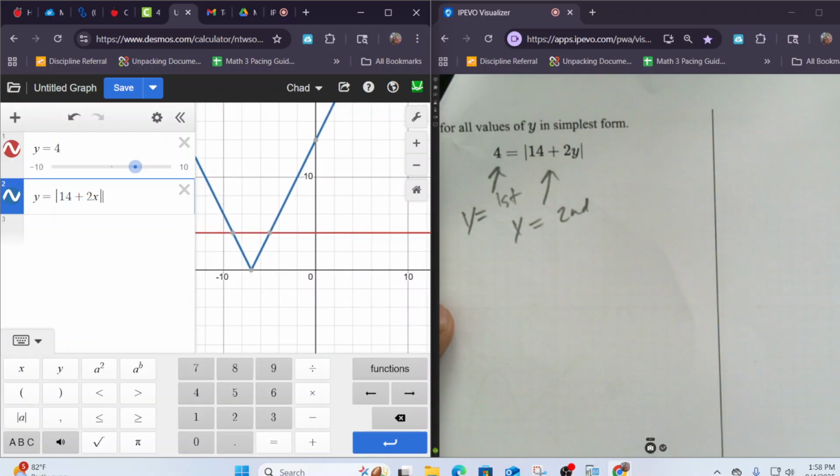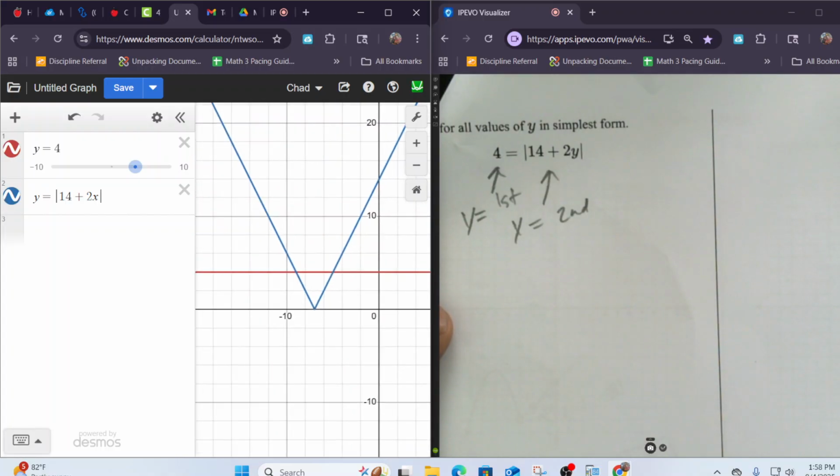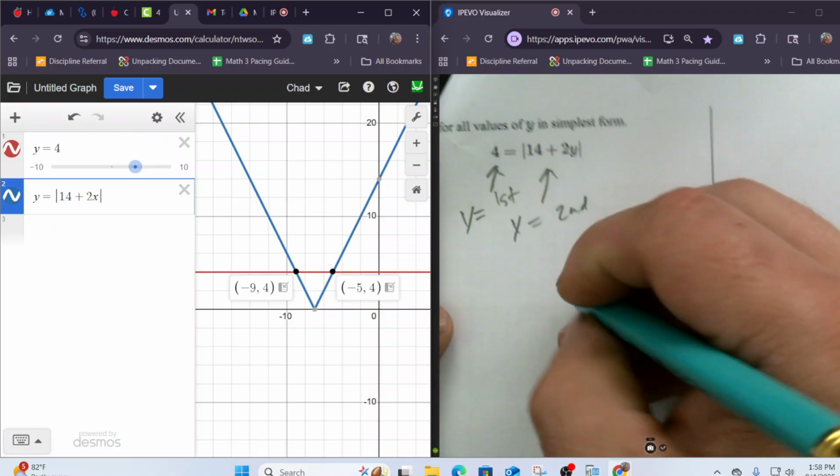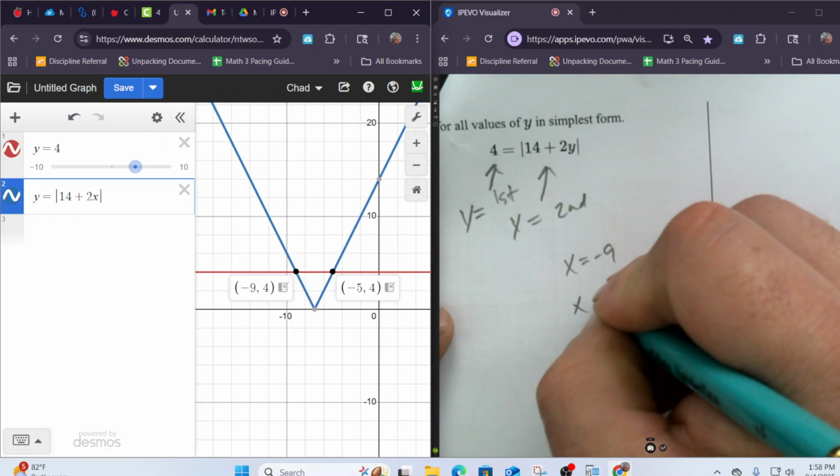All right, very simple. Just go here. It's just where the absolute value and the straight line cross. That's the answers you need. Everybody remember those? Pretty simple.